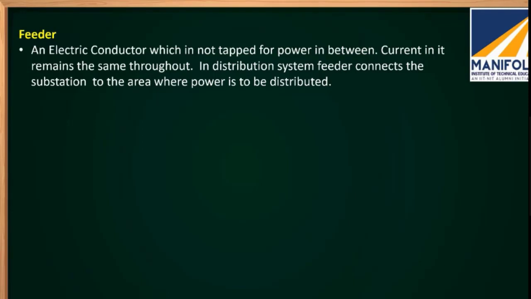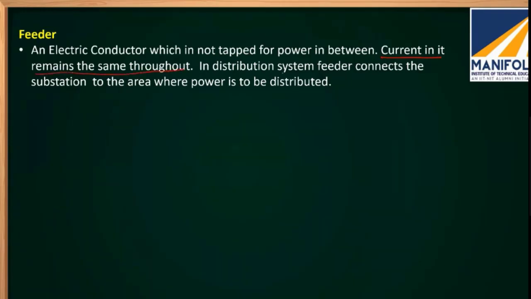Now, these transmission lines are again classified into two terms. One is feeder, the other one is a distributor. What is a feeder? A feeder is an electrical conductor which is not tapped in between for power. That means there is a sending end point and receiving end point. In between these two points, no tapping is done to tap the power from it. Okay. So current in the feeder remains constant.